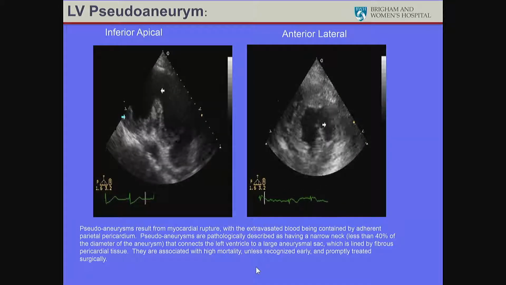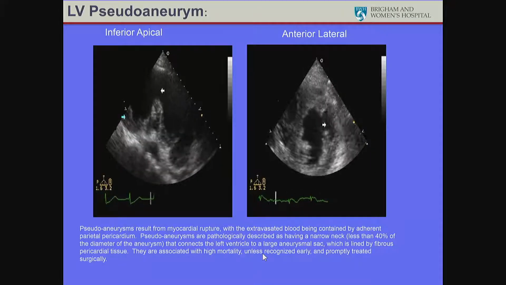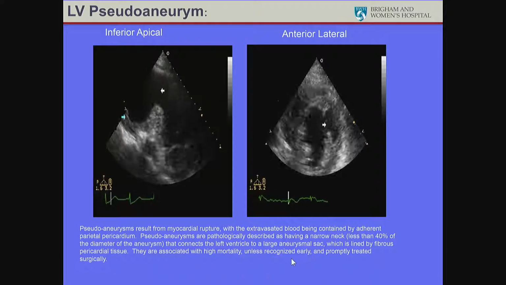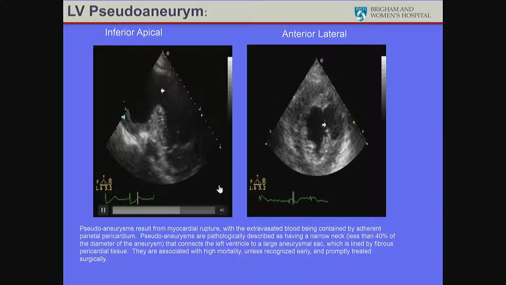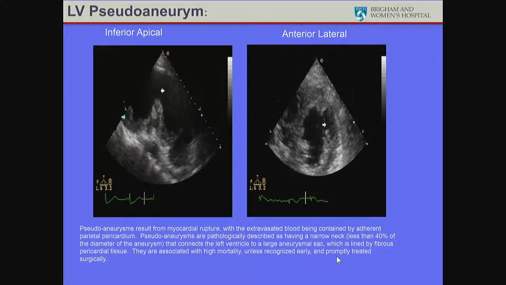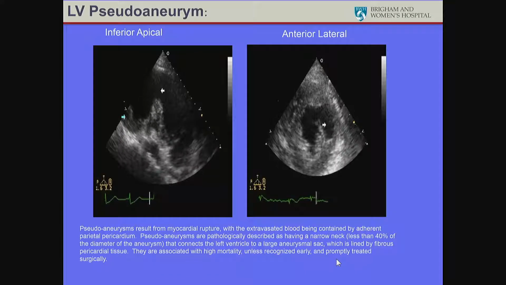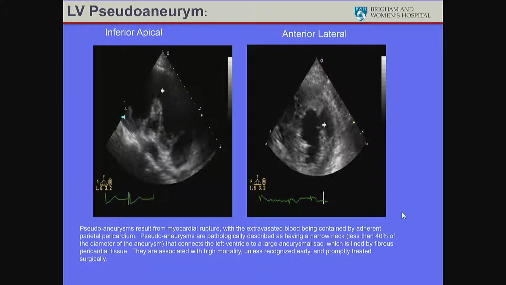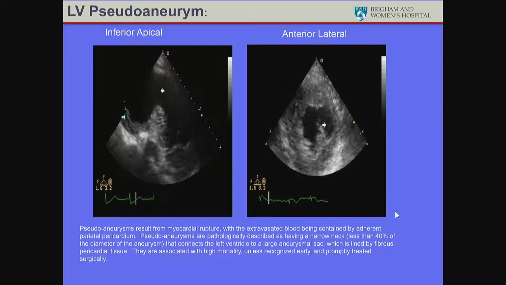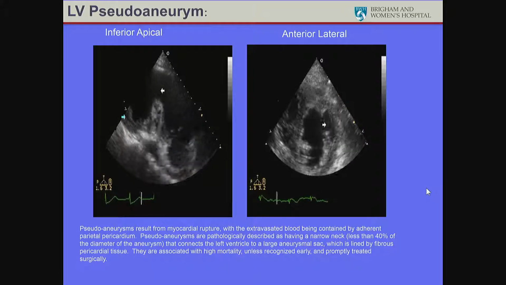Now, pseudoaneurysms result from myocardial rupture, with the extravasated blood being contained by adherent parietal pericardium. Pseudoaneurysms are pathologically described as having a narrow neck, less than 40% of the diameter of the aneurysm, that connects the left ventricle to a large aneurysmal sac, which is lined by fibrous pericardial tissue. Pseudoaneurysms are associated with high mortality unless recognized early and promptly treated surgically.